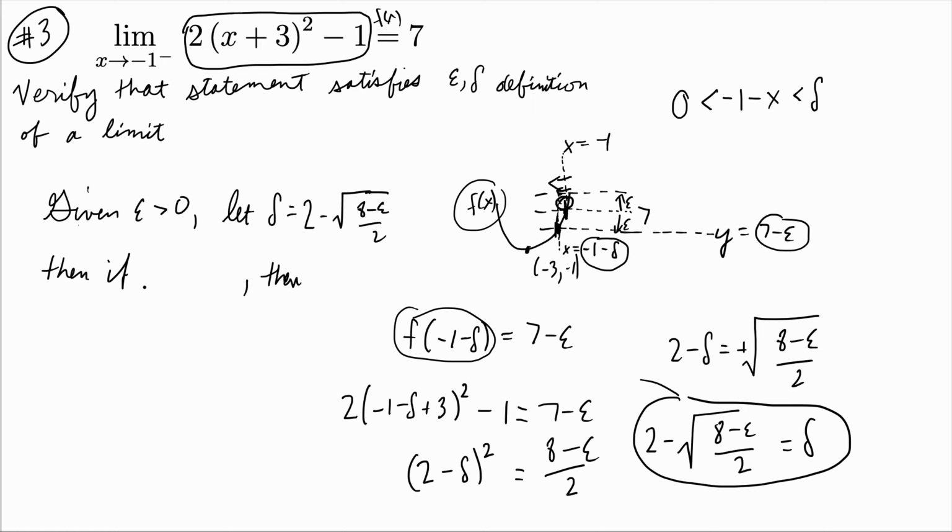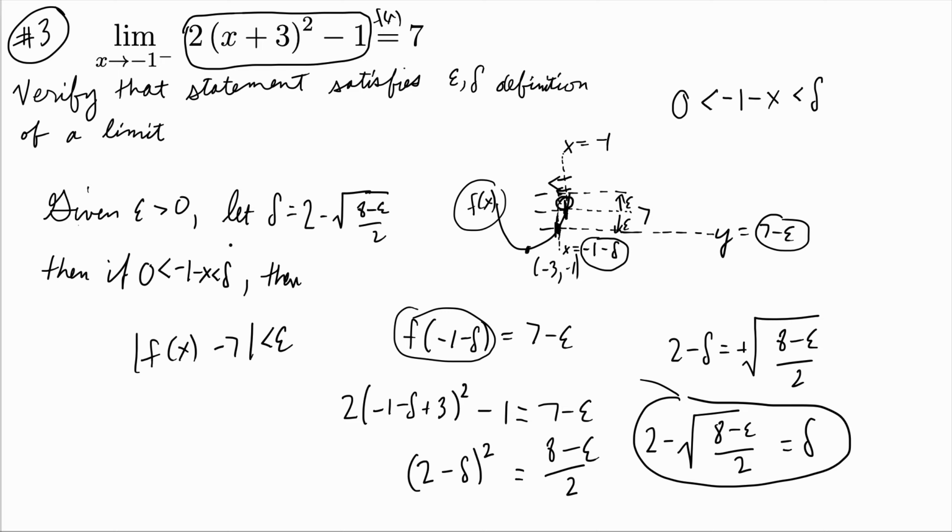So if we're to the left of -1, just away by a distance of delta, or within that, strictly less than, notice. So if 0 is less than -1 minus x, which is less than delta, then what do we know? We know that the absolute value of f of x minus 7 is going to be less than epsilon. And this statement holds.